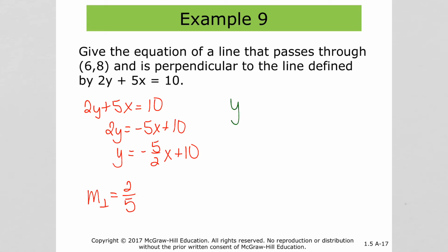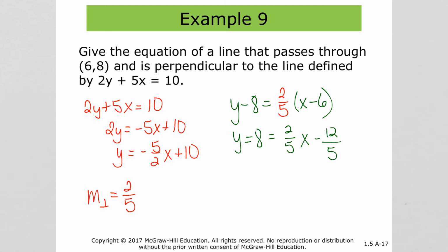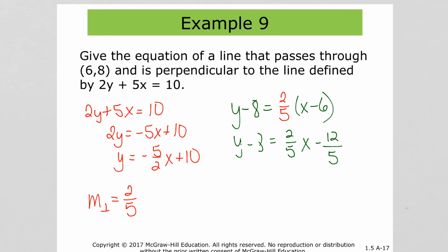And then we plug in with our point. So y minus 8 equals our slope of 2/5 times x minus 6. And then I'm going to solve it for y, so distribute the 2/5. And let's see, that was supposed to be a minus there. So, and add 8. So, y equals 2/5 x plus 5.6.